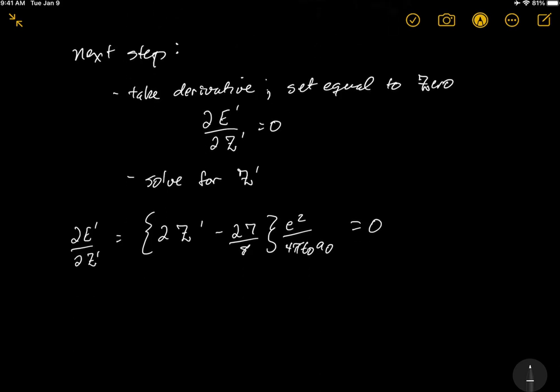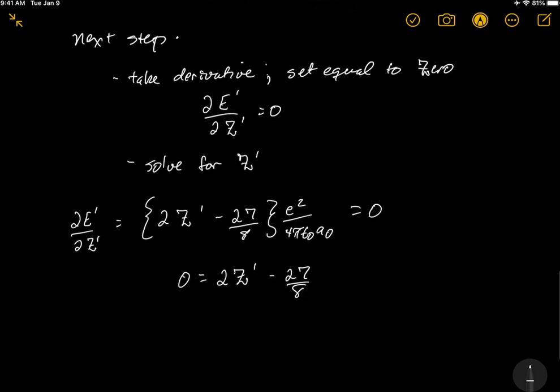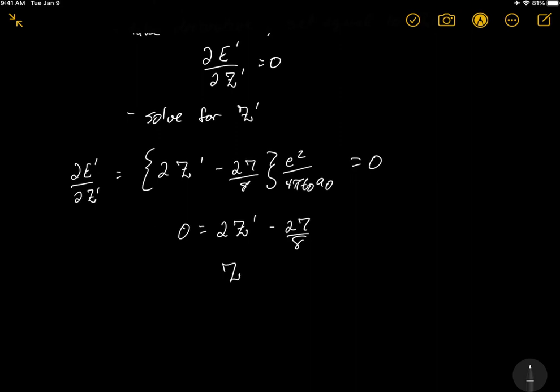So first of all, we can divide both sides by e squared, where e is the charge of an electron, and we can multiply both sides by 4 pi epsilon naught a naught. That simplifies things, and we end up with 0 equals 2Z prime minus 27/8, which, when we solve that, gives Z prime equals 27/16.